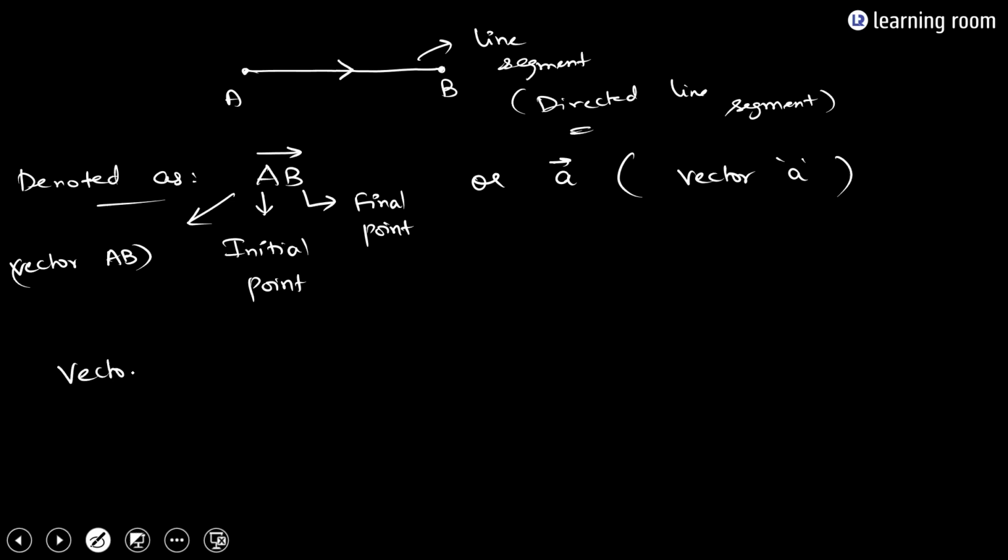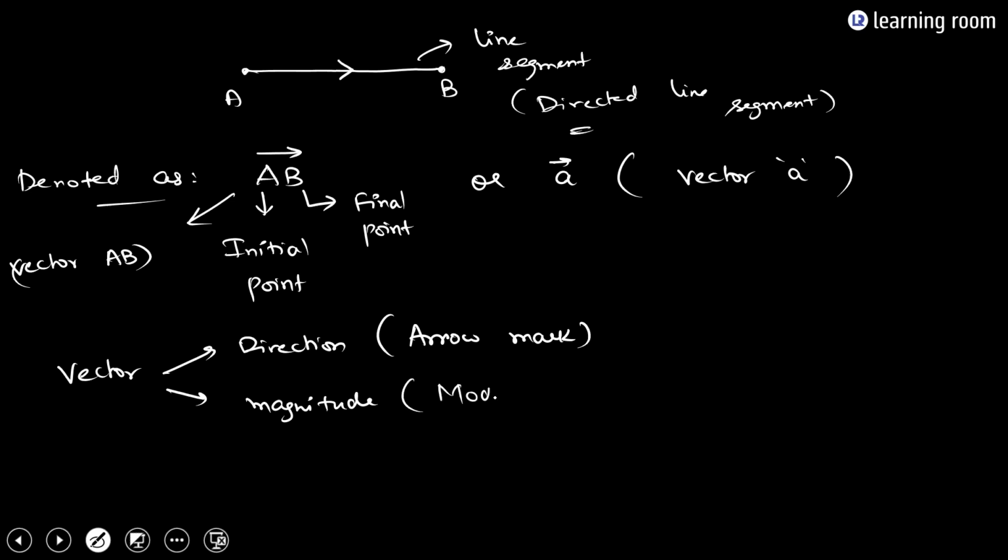So since we know that vector has direction and magnitude, direction is represented with an arrow mark and magnitude is represented with a modulus. So how do I represent this? If I write AB vector and put a modulus around it, this is read as magnitude of vector.